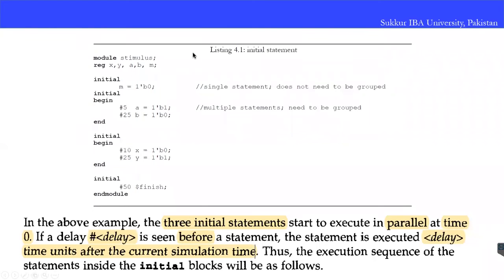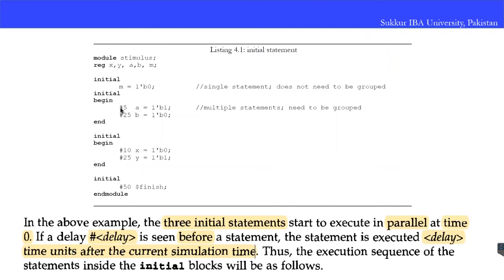So in this example, we have one case where there's a single initialization, so there's no begin and end. There are multiple initializations, more than one procedural assignment, so begin and end is used here. And there's also one example of an initial statement where we are using it for the system task to finish the simulation. Okay, there's another important thing to understand here.